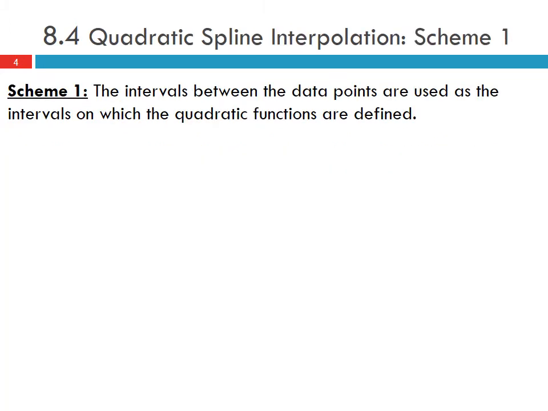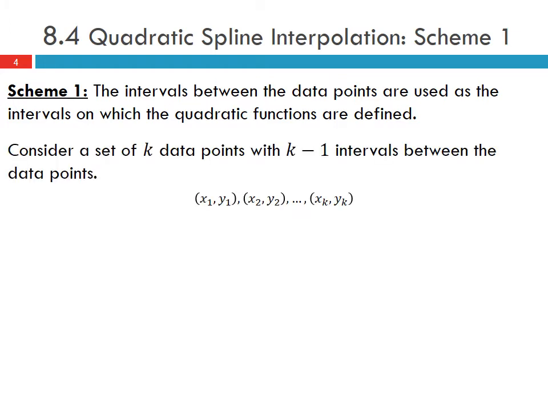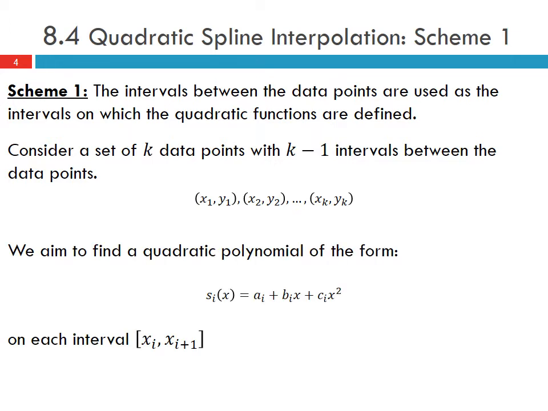So let's first consider scheme 1, where the intervals between the data points are used as the intervals on which the quadratic functions are defined. Consider a set of k data points with k-1 intervals between the data points: x1, y1, x2, y2, up to xk, yk. We aim to find a quadratic polynomial of the form s_i(x) = a_i + b_i x + c_i x² on each interval from x_i to x_{i+1}.